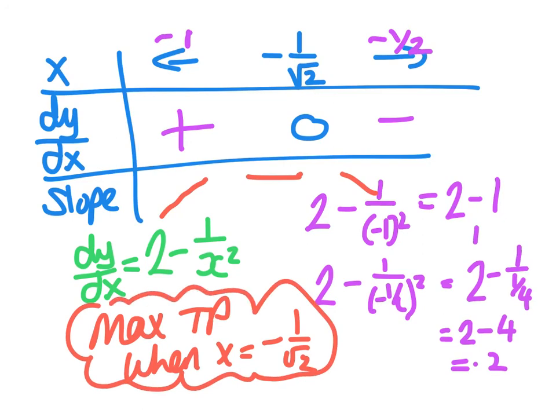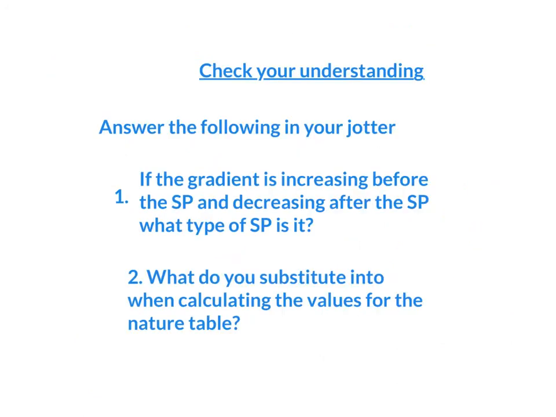Okay, so these examples are all complete now. Just to double check, this is the second lesson on this, so we've already summarised. But if the gradient is increasing before the stationary point, it then becomes stationary, and then it's decreasing after the stationary point, what's the nature of that stationary point? And number 2, when you're using the nature table and you're calculating these values to work out the gradient before and after your stationary point, what do you substitute into?